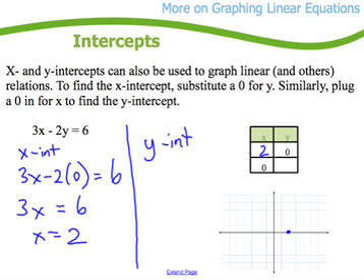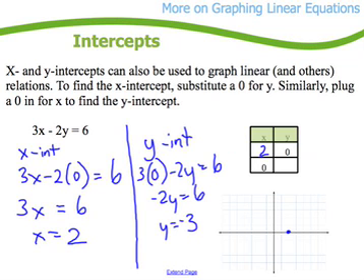So to solve for the y-intercept, I take the same equation, but instead of plugging a 0 in for y, I'm going to plug a 0 in for x. So 3 times 0 minus 2y is equal to 6. 3 times 0 is 0, so I have minus 2y equals 6. And of course, y is equal to minus 3. So my y-intercept is negative 3. The y-axis is this one, so it's 1, 2, 3 right there. So this is my y-intercept.